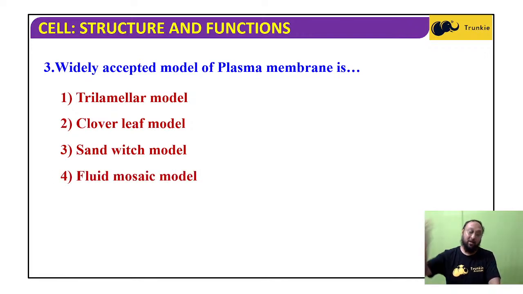Then the fluid mosaic model is widely accepted, given by Singer and Nicholson, the scientists, in 1972, because these two scientists played a very important role in understanding the structure of the plasma membrane. Understanding this structure led to many important discoveries and inventions, different kinds of biotechnological improvements, and other discoveries in medicine, agriculture, and other fields of science, because by knowing this, there are so many other things to discover depending on the structure.